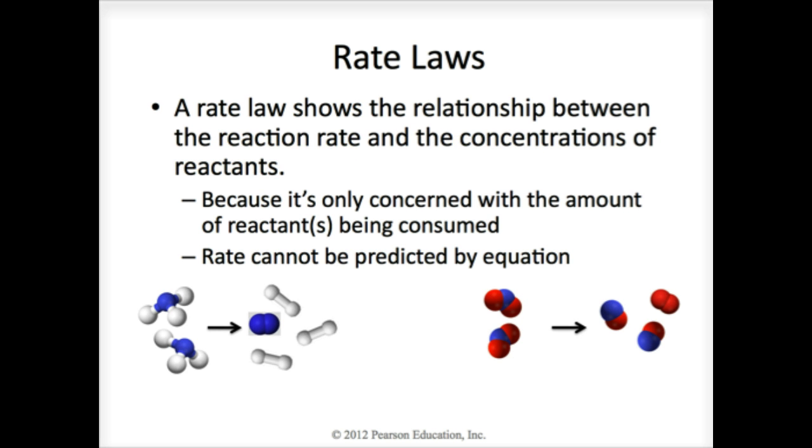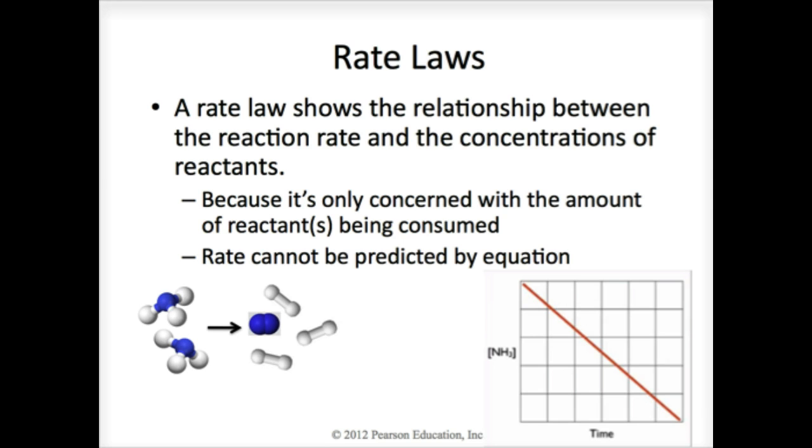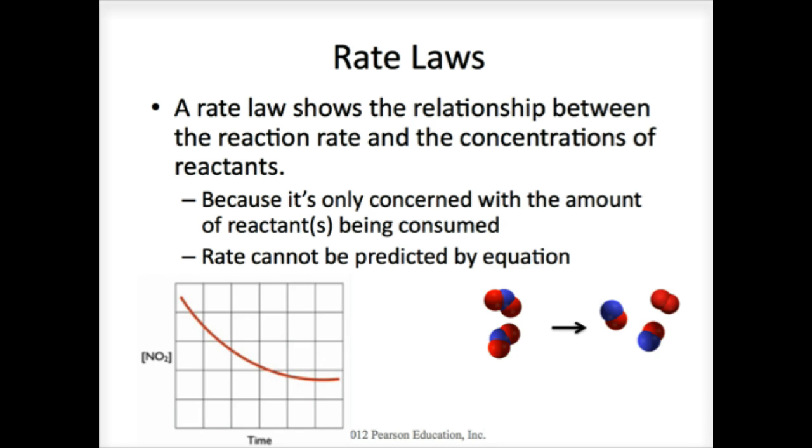Now, one of the things I want to point out is that you cannot tell what a reaction rate is simply by looking at an equation. So when you look at these two equations, we have the breakdown of ammonium, we have the breakdown of nitrogen dioxide. We see very different rates associated. So when I look at the ammonia, you see this very definitive downward path. When we look at the nitrogen dioxide, we get a very different reaction. So again, you cannot predict the rate by the equation. You can't simply look at a chemical equation and know the rate. The only way you can determine it is experimentally.